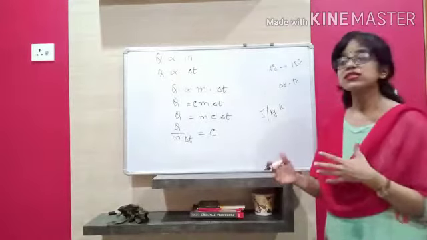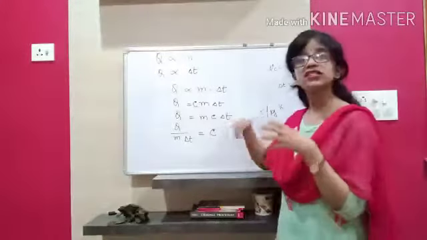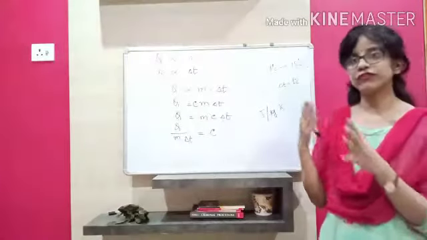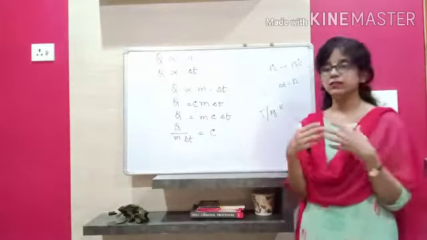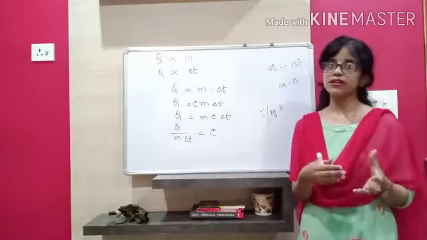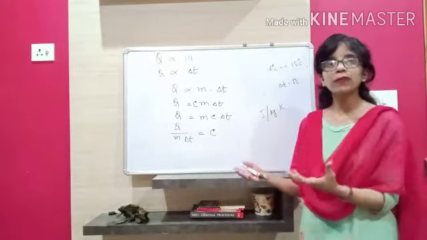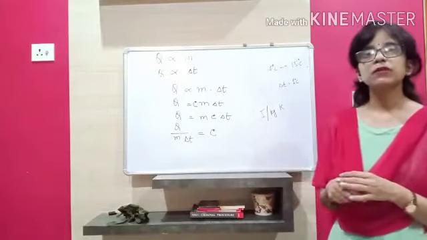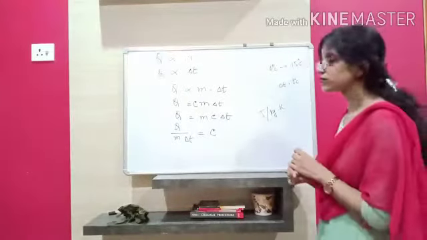Now, this specific heat capacity is constant, that means the value is not changing, but it is different for different substances. Like specific heat capacity for ice is different, for water it is different, for copper it is different. For different substances or materials the specific heat capacity will be different.